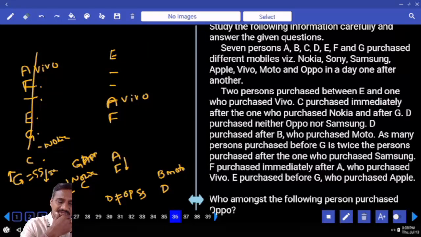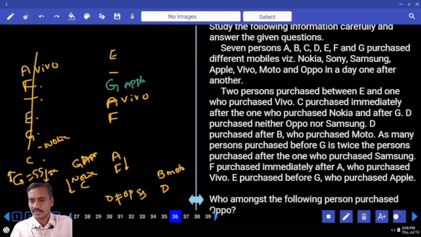Samsung, and can you take G at this place? Now G is here. Then G purchases Apple. Now G purchases Apple, and after this Samsung you need to have exactly 4 people. And 4 people after this Samsung, and Samsung before or after? Now as many persons before G? Before G there are 2 persons.